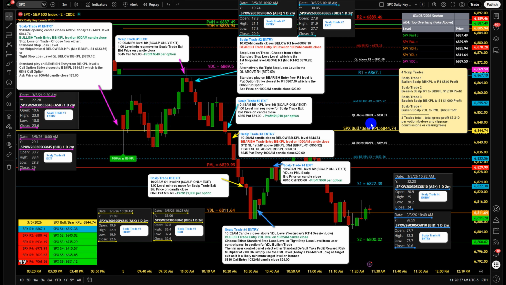Okay, so we have scalp trade entry number 1 here. That's on the 9:30 a.m. opening candle. As you can see here, we have a long tail wick candle here, which did wick below today's bull bear key price level, which for this session the indicator gave as 68.4474. So that is your bias for the session, at least at the initial part of the session.